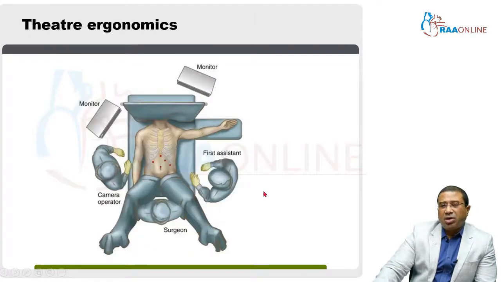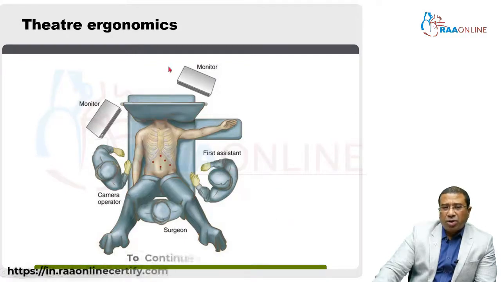Now, how is the theatre ergonomics? The patient is in the modified lithotomy position. The surgeon stands between the legs of the patient, and the assistant and the cameraman on either side, and the monitor is in the head end. So this is your visual motor axis, because you are standing between the legs. This is your operating field, and this is where your monitor is placed.